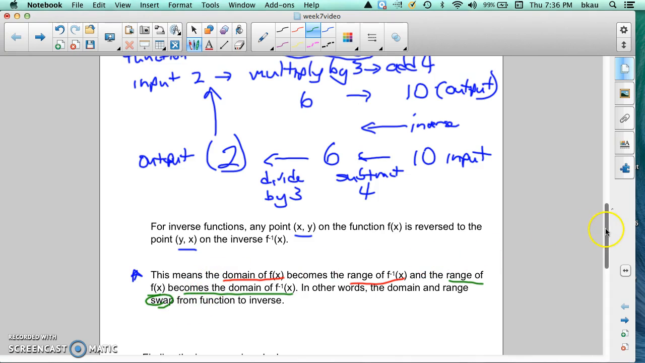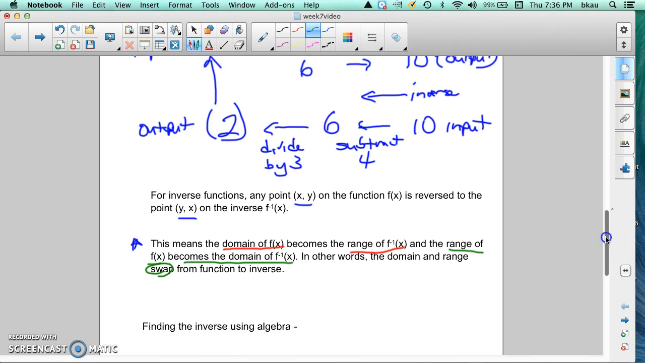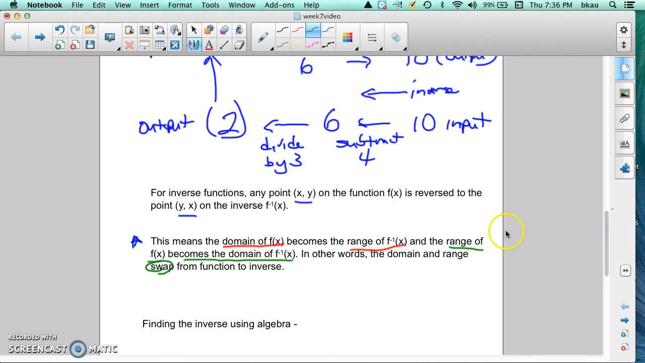The domain and range swap. So that means if the domain is all real numbers, then the range of the inverse is going to be all real numbers. If the domain of the function is x greater than 0, then the range of the inverse is going to be f inverse of x greater than or equal to 0.